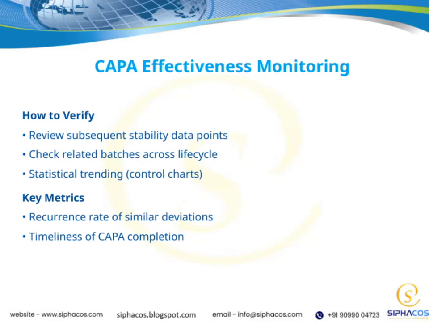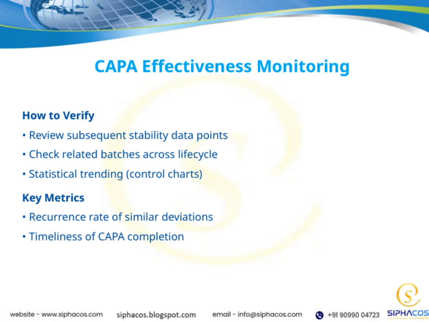Let's talk about CAPA effectiveness monitoring. To verify that our corrective and preventive actions are truly effective, we look at several key approaches. First, we review subsequent stability data points to see if the issue has stabilized over time. This helps us confirm that the corrective actions are working as intended.